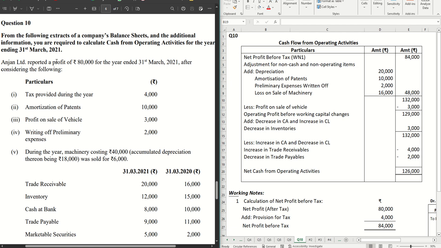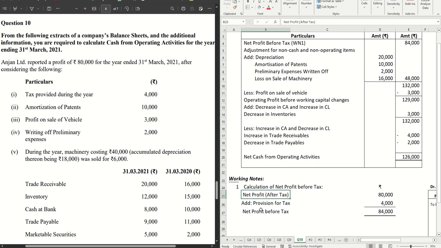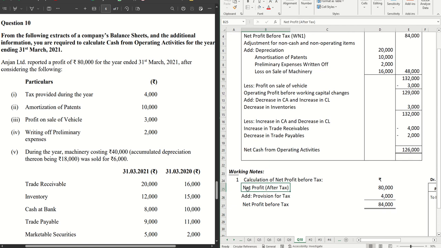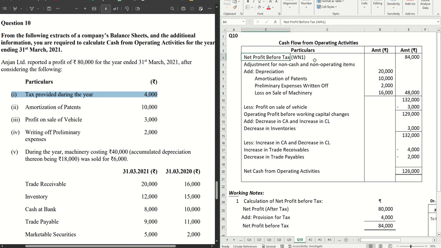Here we have Anjana Limited, who reported a profit of 80,000 for the year ending March 21 after considering the following. So this is the profit after tax, and that goes into our net profit before tax calculation. Net profit after tax is 80,000. The first item is tax provided during the year, 4,000. That is the provision for tax that gets added here, and 84,000 becomes our net profit before tax, because we don't have any other adjustment regarding dividend or transfer to reserve. And that goes into your main cash flow, net profit before tax, working note 1, 84,000.